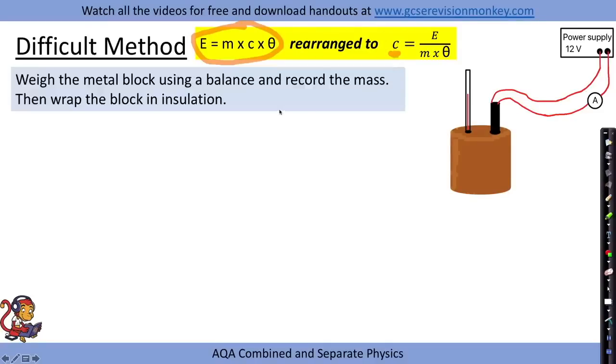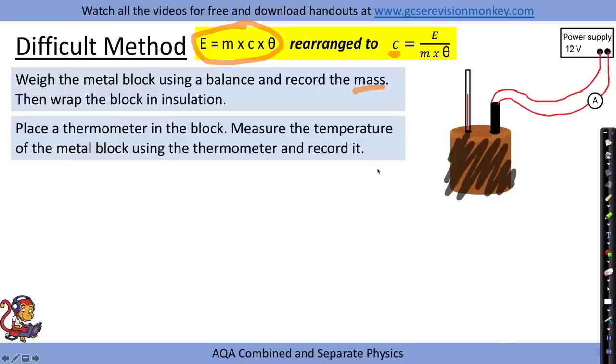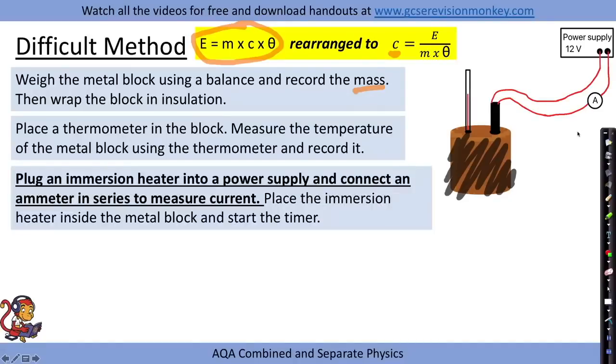So we still do the same steps as before. Weigh the metal block using a balance to record the mass. Wrap the block in insulation to prevent heat transfer to the surroundings. Place a thermometer in the block to measure the temperature before. The next step is slightly different, however. This time we're going to plug an immersion heater into a power supply and connect an ammeter here in series to measure the current.